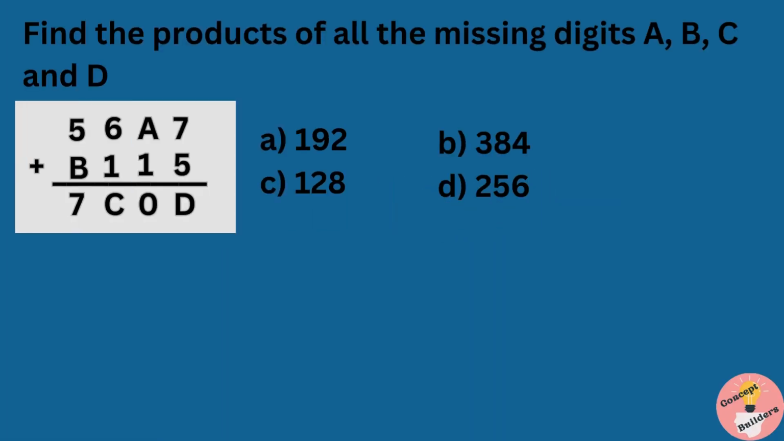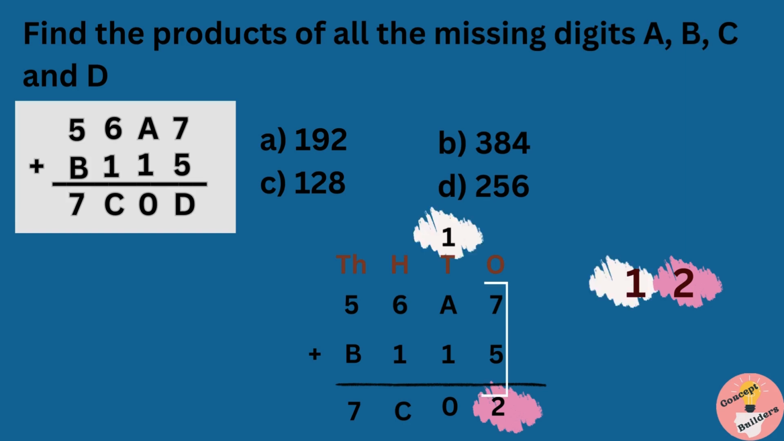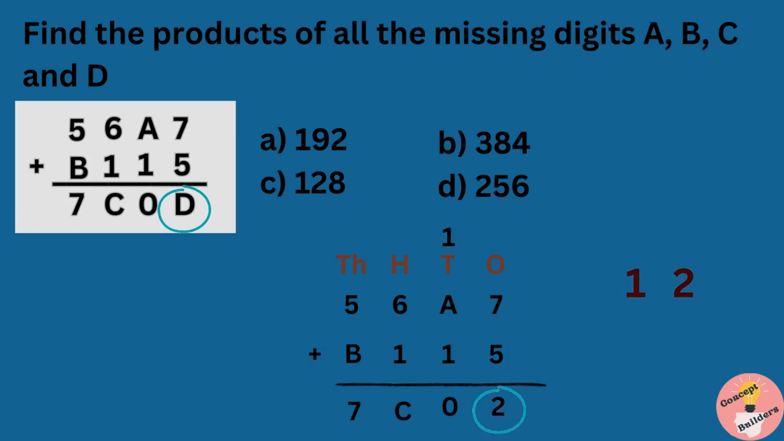Let's try another addition. Again, we have to find the product or multiplication of all the unknown digits in this one. Unknown digits are marked by A, B, C, and D. We start from ones place. 7 plus 5 gives us 12. We put 2 at ones place and take carry over 1 to tens place. So, 2 sits in D's place, or in other words, D's value is 2.